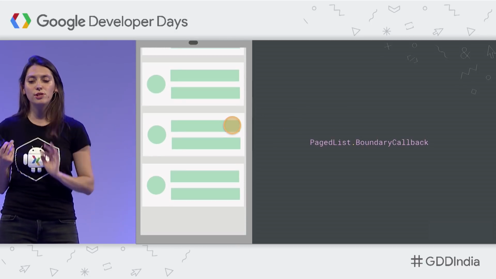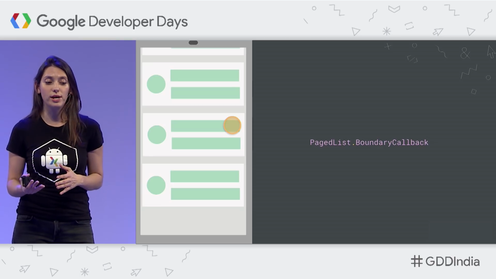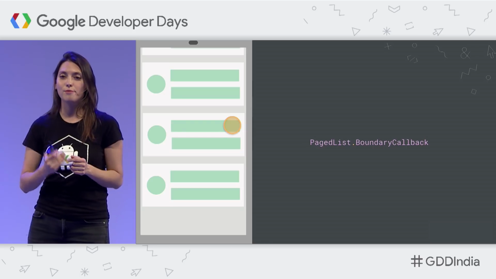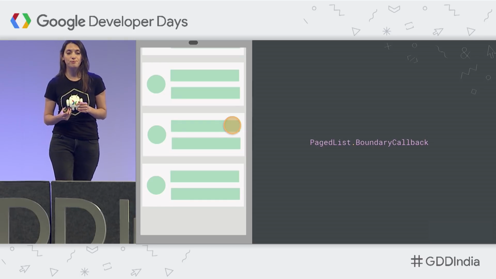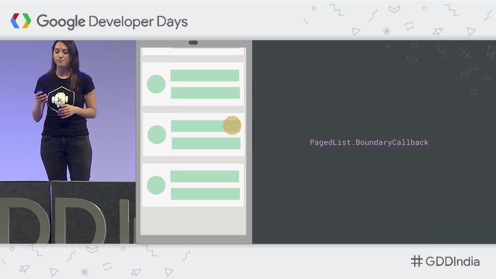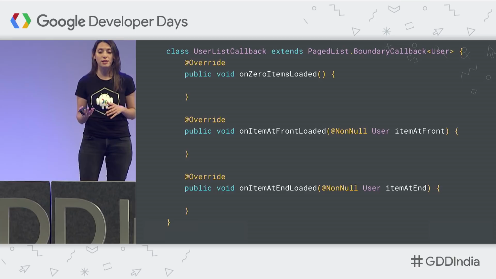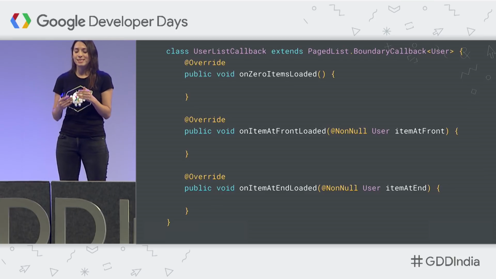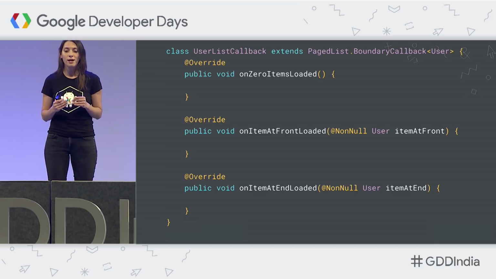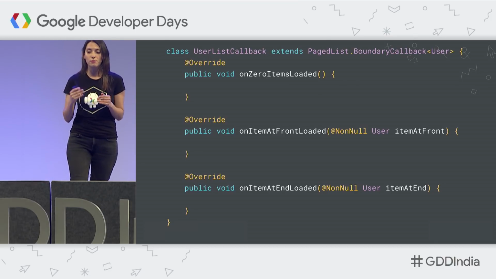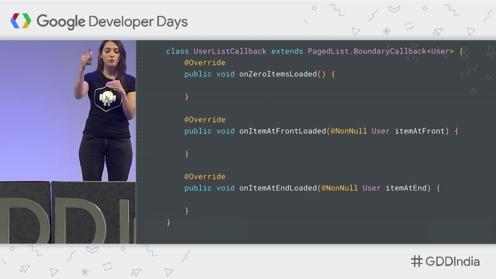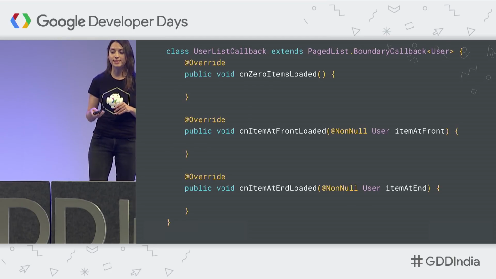But how do you know when to trigger these data requests? How do you know when the user scrolled and that it's time to get the data from the network? For this, you would use the PagedList boundary callback. This callback signals when a PagedList has reached the end of available data, and this is actually the point where you trigger more requests from the database, whether you should request items from the front or from the end of the list.